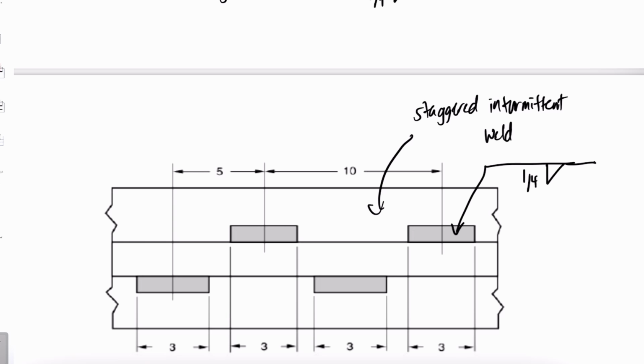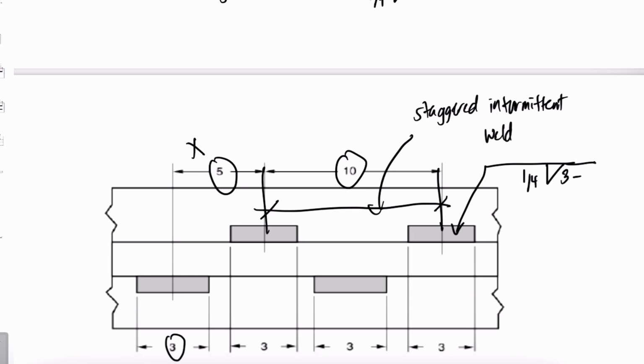Now what is the length of the fillet weld? The length of the fillet weld is 3 inch. Now what is the pitch of the fillet welds? The pitch of the fillet welds is 10, not 5. Remember that. The pitch is the center to center distance of the welds on the corresponding side of the joint. So this one. So you put here 10.